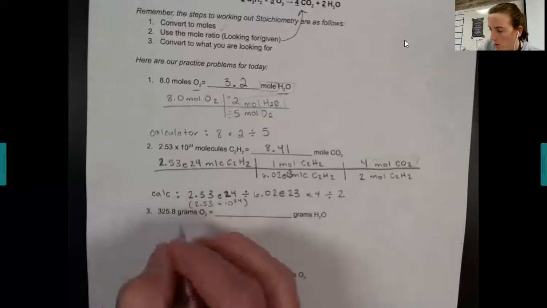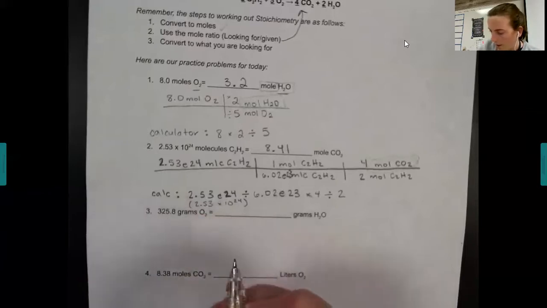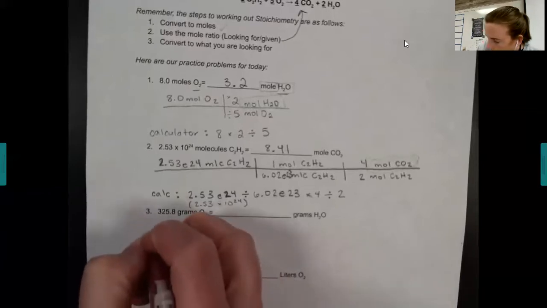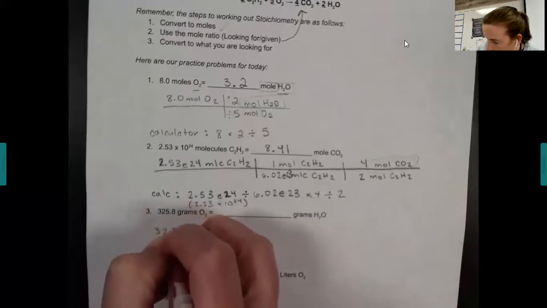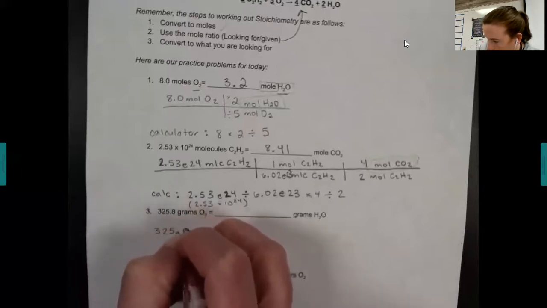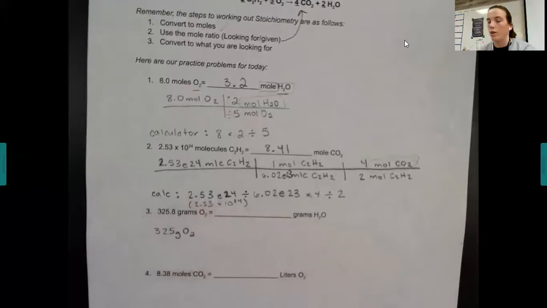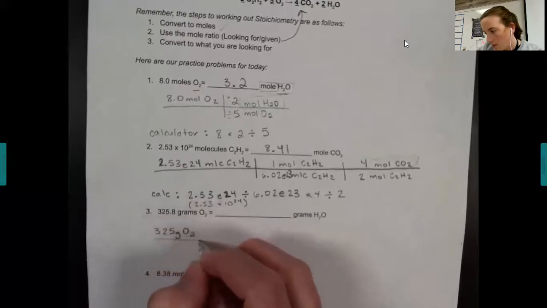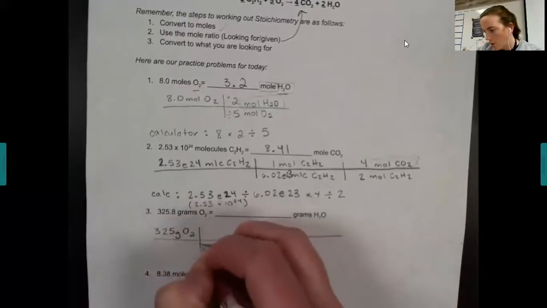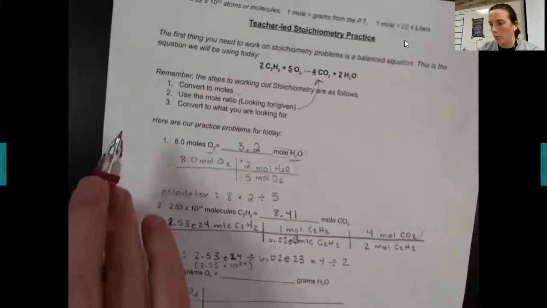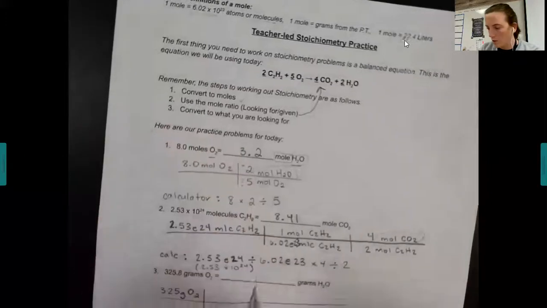Okay, so for number 3, we have 325 grams of oxygen, and it's wanting to know how many grams of water we have. Okay, so now we're going from oxygen to water, so that's how we know it's stoichiometry, because it's two different things. So we're going to follow the rules. Okay, step 1, convert it to moles.